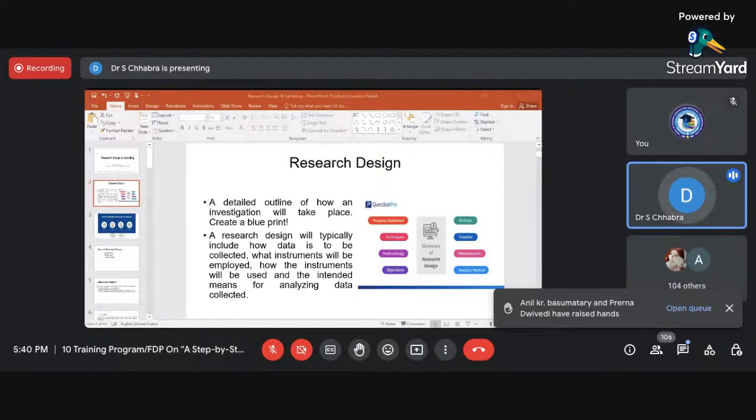I have two hands raised, Anil ji and Prerna Dwivedi ji. Any confusions, any doubt? Is it a doubt for both of them, or was it just raised by mistake? Okay, no issues, absolutely no issues.